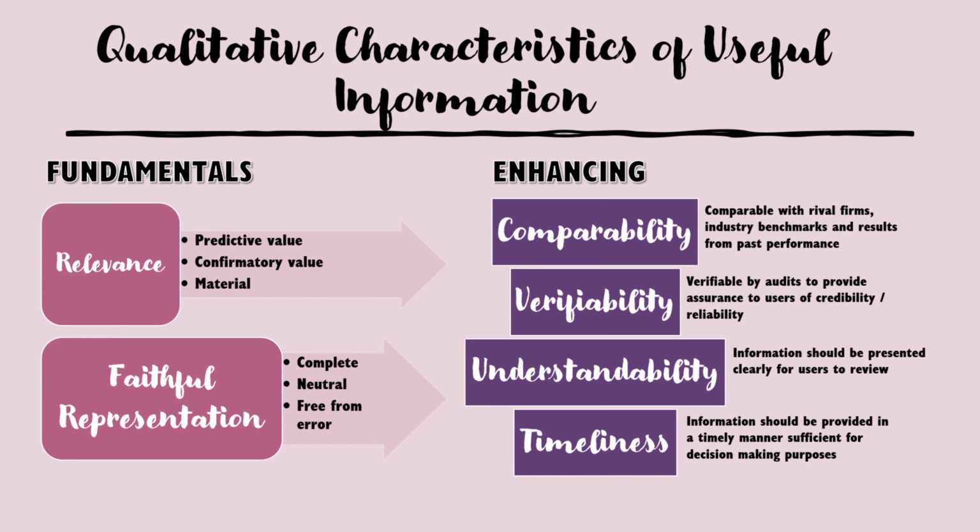The enhancing characteristics of useful information follow the fundamentals. Comparability considers how comparable the reported information is with competitors, industry benchmarks, and historic performance. Verifiability considers how verifiable reported information is to present users with credible data. Financial information is commonly verified by annual audits from professional auditors who assess the performance of different organizations from an independent and unbiased perspective. Understandability refers to how clear information is for different users. Timeliness considers how quickly information is presented to allow users to make decisions in a timely manner.